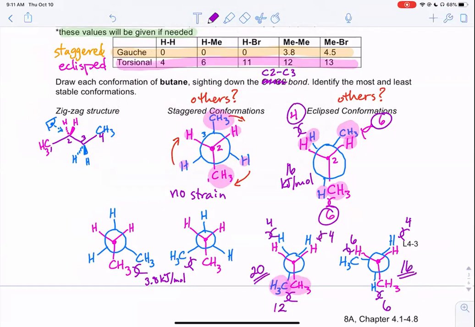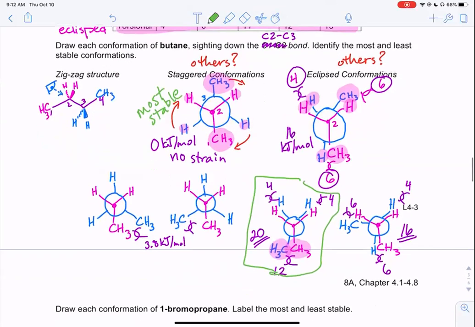So we have our no strain, 0, and this is going to be our most stable, all the way down to this eclipsed conformation here. This is our least stable because it has the highest energy associated with it. It doesn't stay like that very much. It's more like this one.